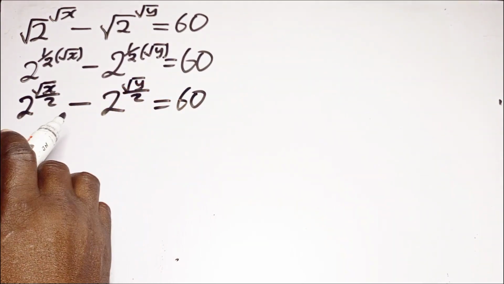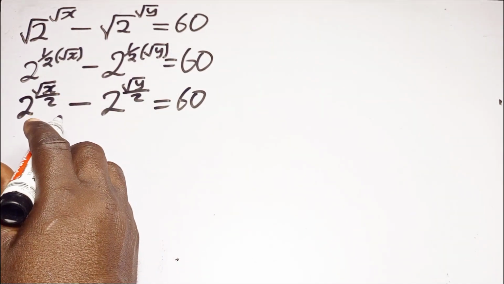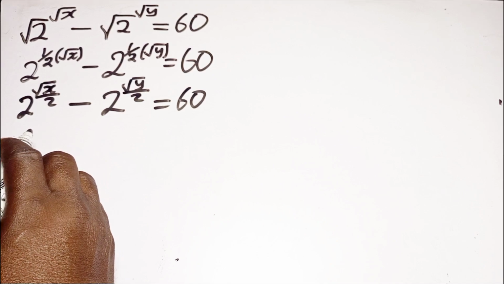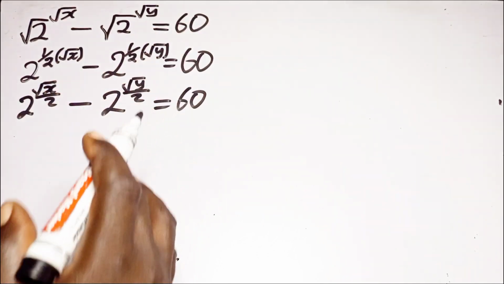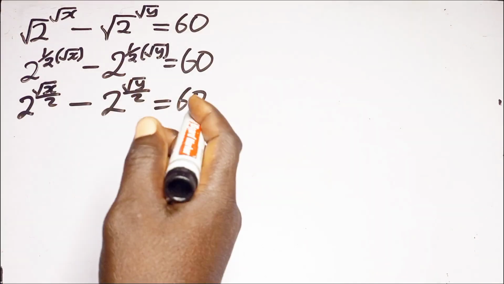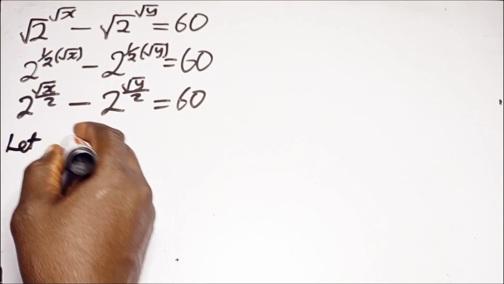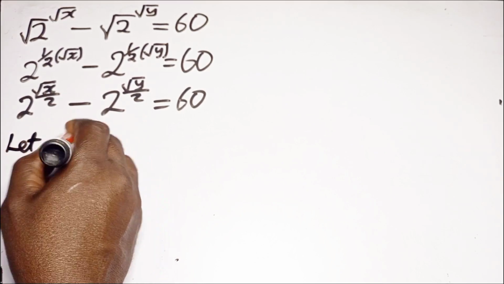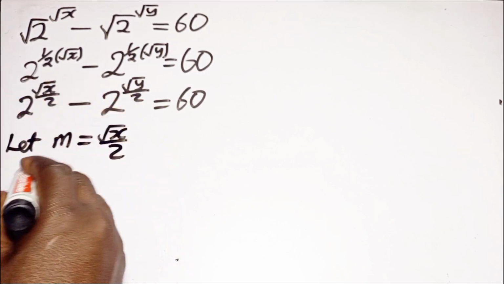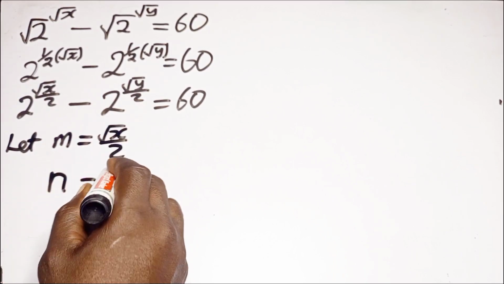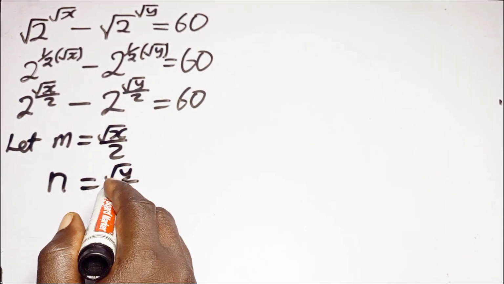Now, we want to make our equation less bogus. To do that, let us bring in new variables, m and n. That will make our equation look less bogus, not occupy much space. So let us call m to be root x all over 2, this first power, and call small n to be root y all over 2.